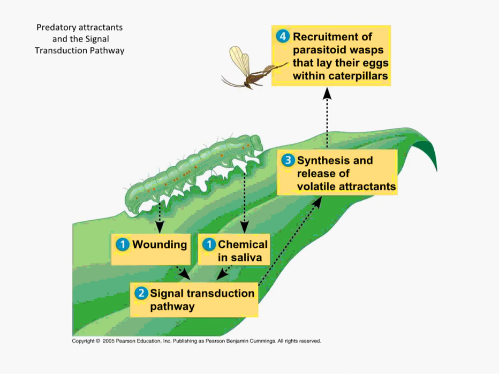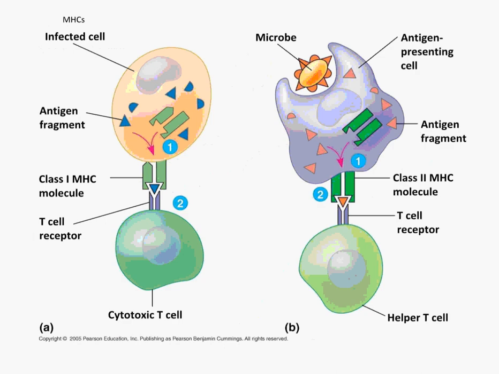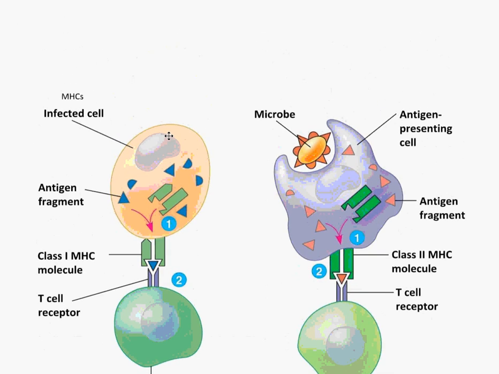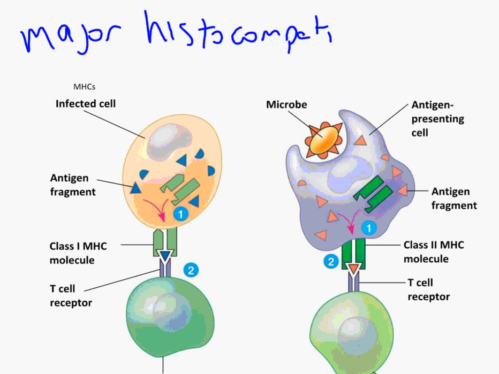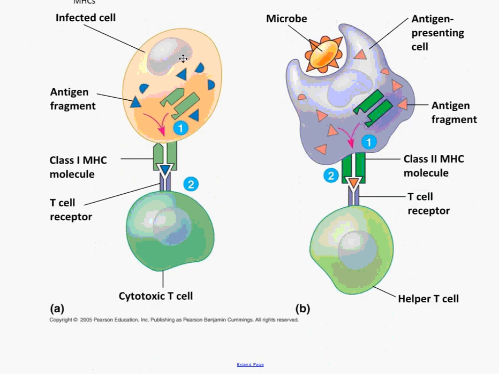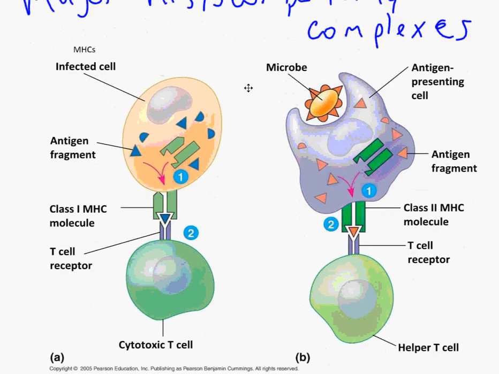Let's talk a little bit about specific defenses before the next video. Here are two molecules called MHCs, or major histocompatibility complexes. Nice, big, pithy word. Histocompatibility complexes. And there are two types. There are class 1 major histocompatibility complexes, or MHCs, and class 2 MHCs.